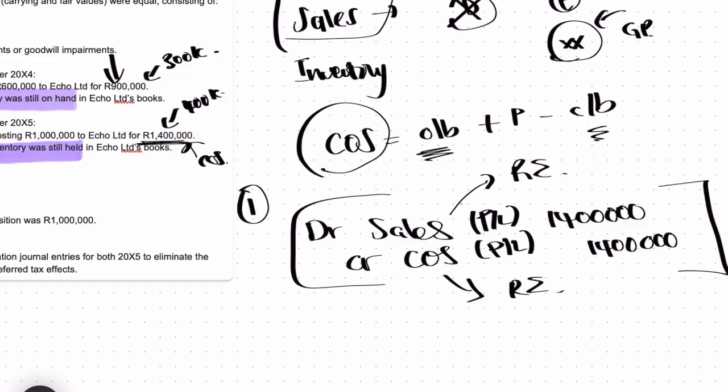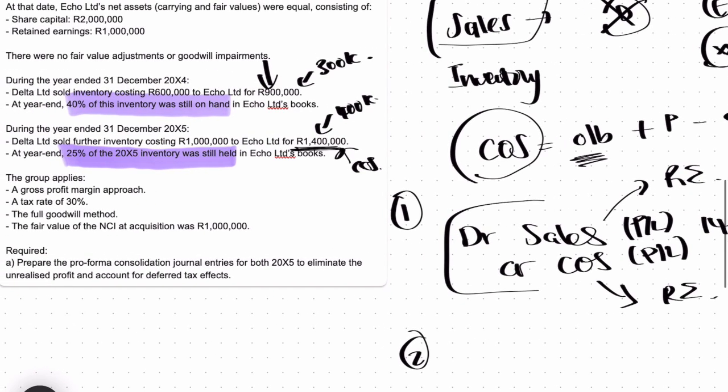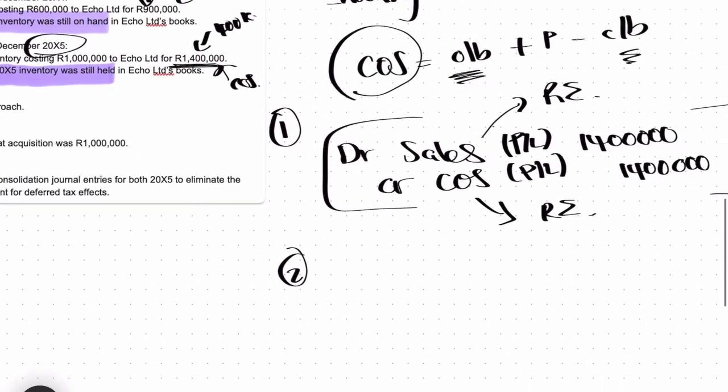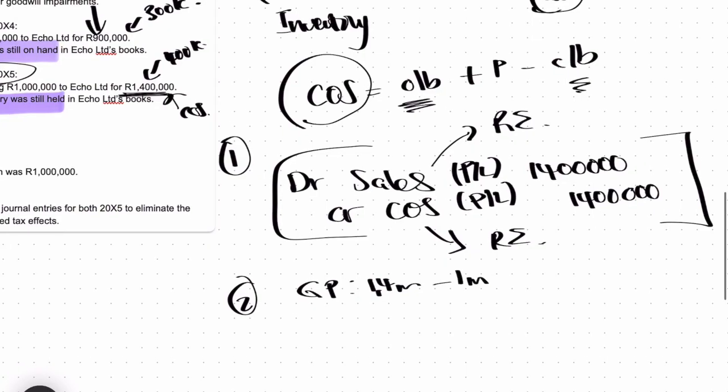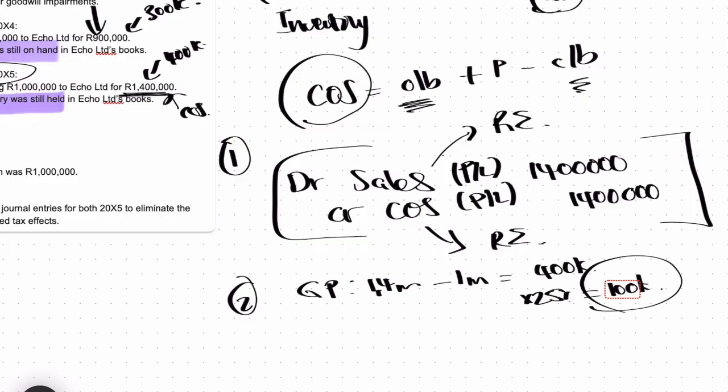Now we've got to think about the unrealized profit. So let's first think about the unrealized profit for 2005. We are told that 25% of inventory is still on hand at the reporting date. From the perspective of Delta, what is the gross profit that Delta has recognized? Delta has sold this inventory for 1.4 million, and the cost is 1 million, so they would have recognized a gross profit of 400,000. But at the reporting date, 25% of the inventory is on hand. So we take 25% of that 400,000, and we say that included in the inventory sitting in Echo is this gross profit of 100,000. And so we need to eliminate that.